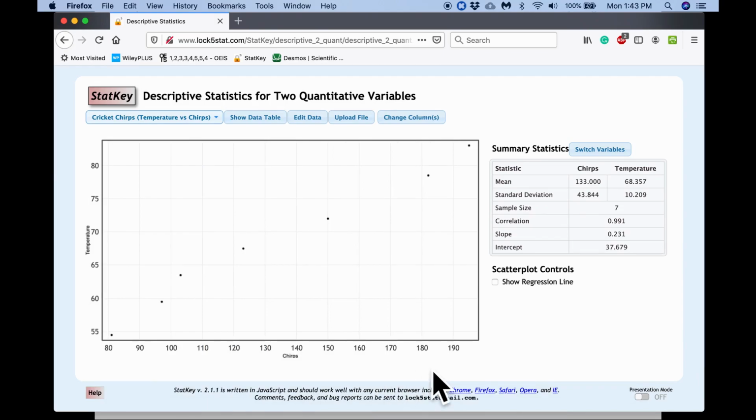Now let's get comfortable with the data set. What's going on here? The sample is of size 7, and what we have here are 7 different observations. So on a given day, a cricket was observed, for instance, chirping at 150 beats per minute, and the ambient temperature was recorded at 72 degrees Fahrenheit. So what we have here are 7 different observations of crickets chirping at so many beats per minute and the ambient temperature at that same time. Okay, so that's the data set.